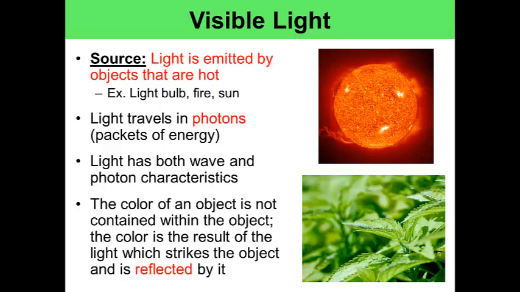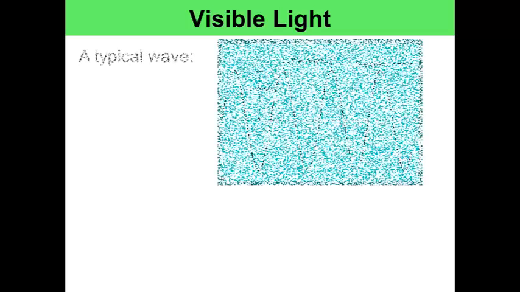The color of an object is not contained within the object. The color is the result of light which strikes the object and is then reflected by it.